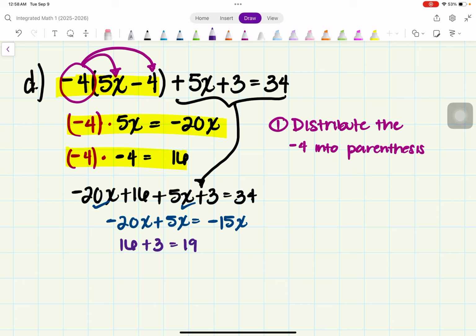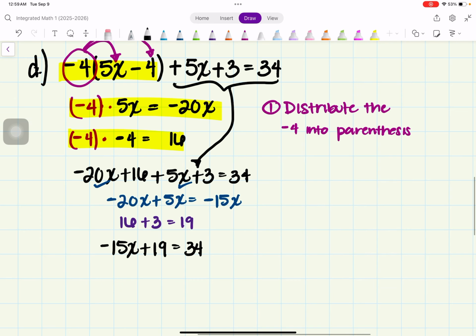Now, keep in mind when we're combining like terms, we're taking a look at the terms that are on the same side, not the ones that are on the opposite side. So it's same sides first. That would give me a negative 15x plus 19 is equal to 34. So step number 2 was to combine like terms.